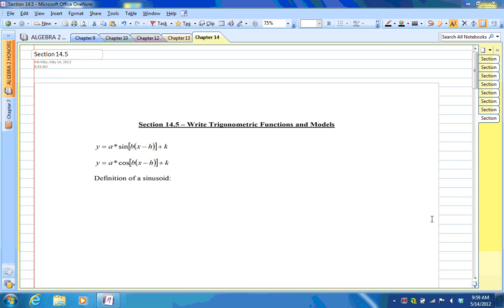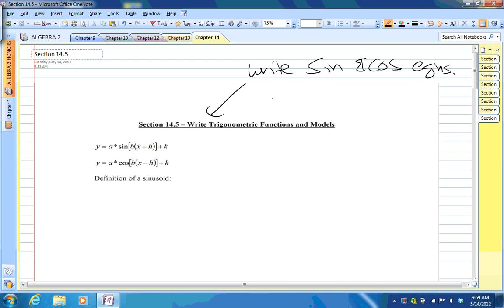So here we're asked to write trigonometric functions and models. Basically what we're going to do is we're going to write sine and cosine equations from a graph. That's probably the easiest way of saying it. That's what we're going to do here.